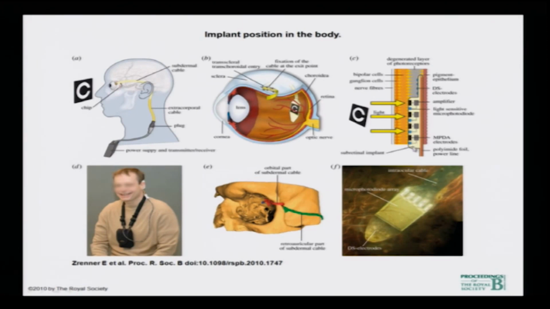So, this is the actual implant, which is sitting out here. This is where the light is falling, the light sensitive micro photodiodes, then you have the amplifiers which are sitting there, you have the electrodes. And from here this signal is being sent all the way to the brain. So, please go through this reference by Zrenner E. You could see this in the Proceedings of the Royal Society, Part B, which was published in the year 2010. Please mark this reference and go through it.